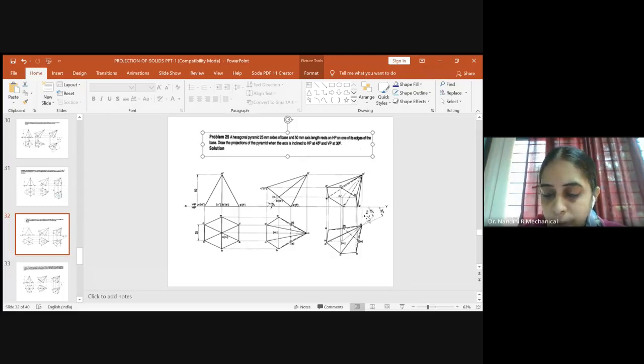Sometimes what you write within the figure will not be visible also. So always draw a box and write the value of beta within it. Once you have determined the beta angle, now we have to construct the remaining part. I told you how to construct the base of the hexagonal pyramid in the previous problem. Similarly, now we have the axis. Once you have the axis, it is better to show these corners first.